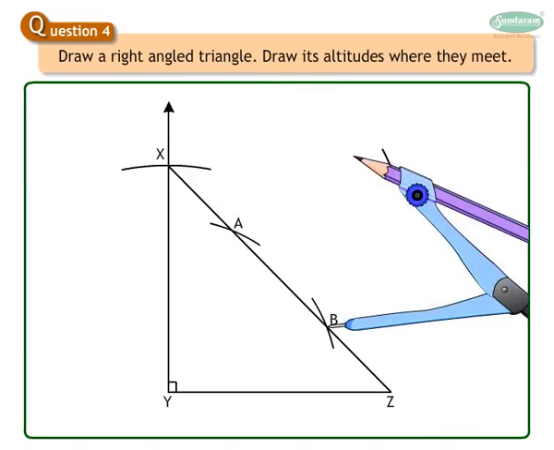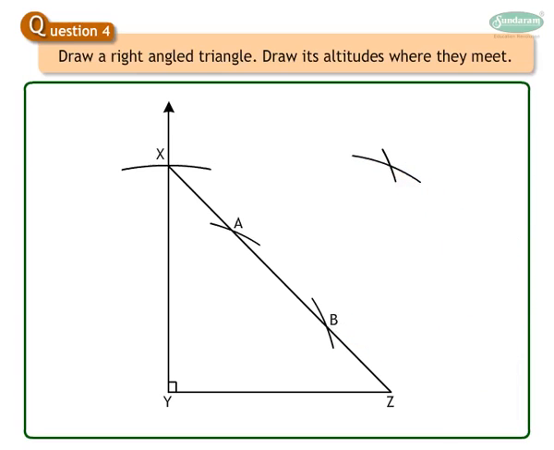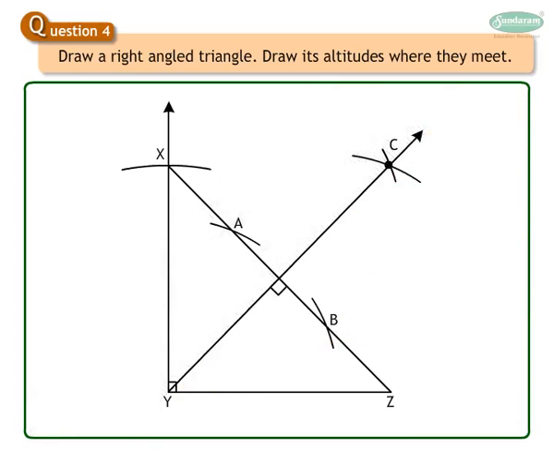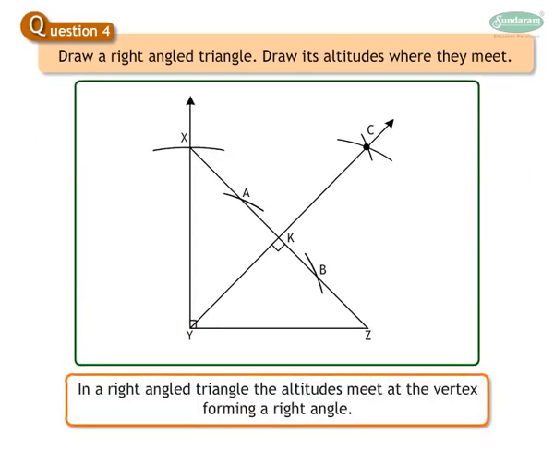Then take B as center and with the same radius, draw an arc intersecting the previous arc at point C. Now draw a line passing through points Y and C. Name the intersecting point as K. Now line segment YK will be the third altitude. All the three altitudes meet at the point Y. In a right-angled triangle, the altitudes meet at the vertex forming a right angle.